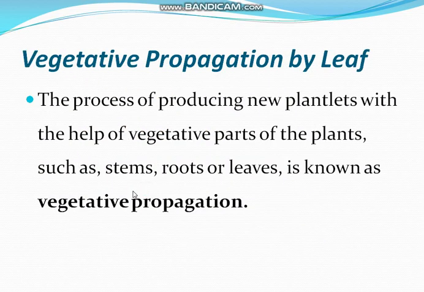Next, moving to vegetative propagation by leaves. We can study what we mean by vegetative propagation. The process of producing new plantlets with the help of a vegetative part of the plant such as stem, root, or leaves is known as vegetative propagation. A new plant grown from the stem, root or leaves is called vegetative propagation.